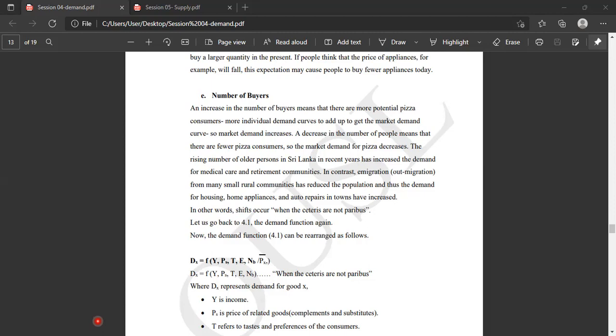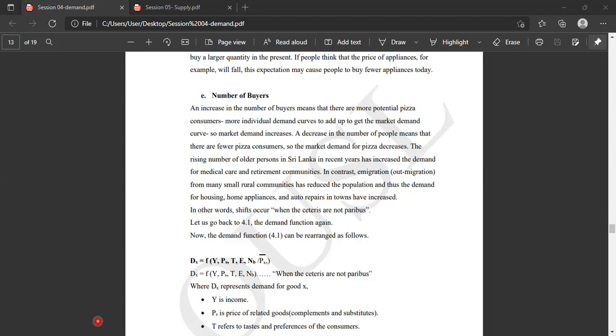The rising number of older persons in Sri Lanka in recent years has increased the demand for medical care and retirement communities. In contrast, emigration, what is that? Out migration. People moving out from many small rural communities has reduced the population, and thus the demand for housing, home appliances, and auto repairs in towns has decreased.